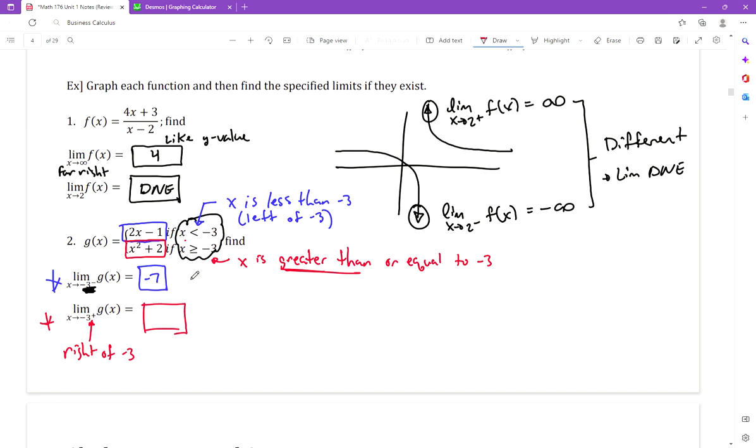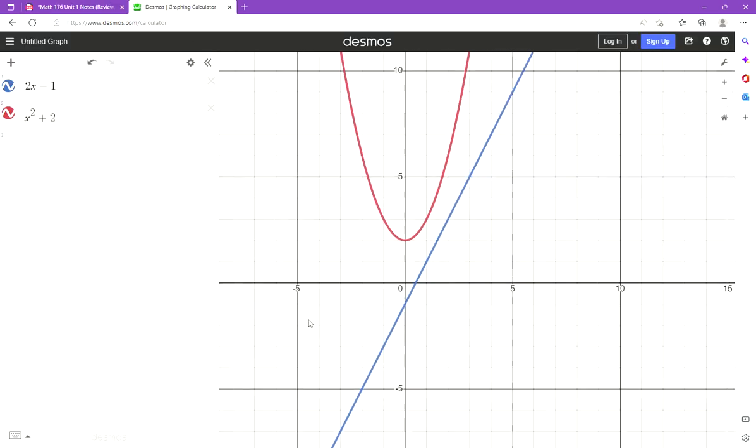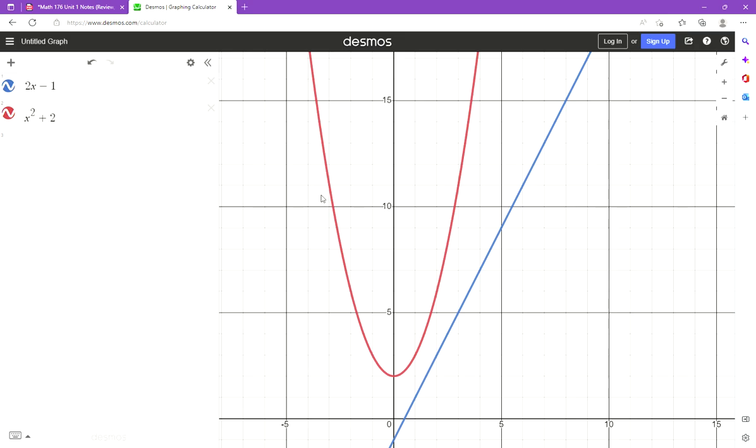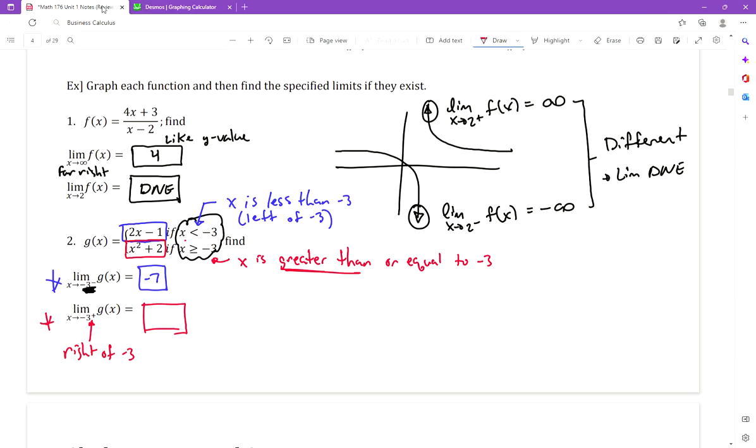And then so that means I'm looking at the red graph. Where is -3 on the red graph? Looks like on this grid it's 11. Okay, so that's our y coordinate there. All right, so that's all there is to it. So piecewise functions aren't too bad. Again, a graphing calculator will show those.